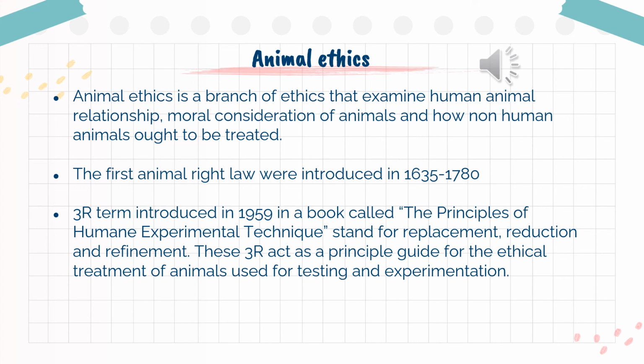The second one is reduction. Devising a plan to use the fewest animals possible, a combination of using fewer animals to gain sufficient data and maximizing the amount of data from each animal to use fewer animals. And lastly is refinement, a decrease in any unnecessary pain inflicted on the animal, adapting experimental procedures to minimize suffering.